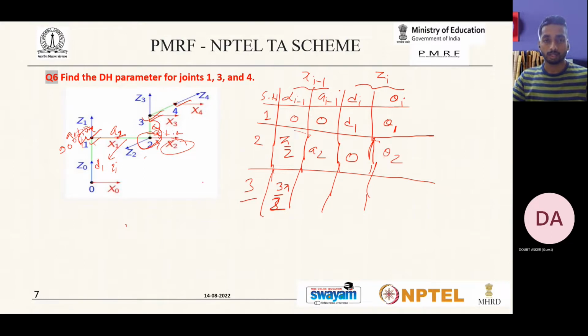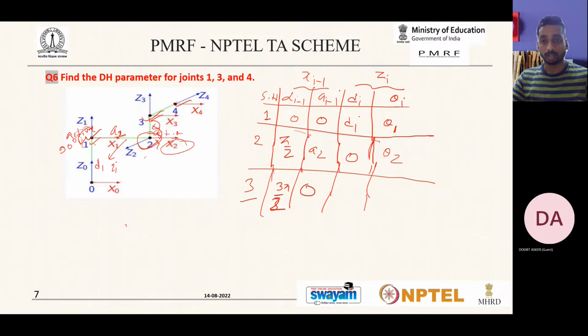And a i-1 is nothing but the distance between Z2 and Z3 along X2. Right. So along X2, there is no difference between the Z2 frame and the Z3 frame. So this is 0. And now d i is the distance between X2 and X3 along Z3.